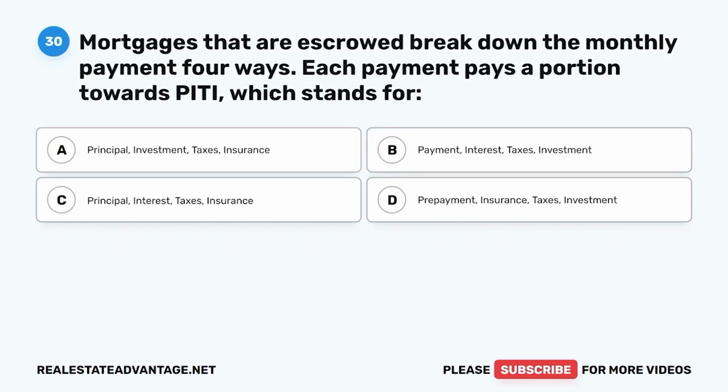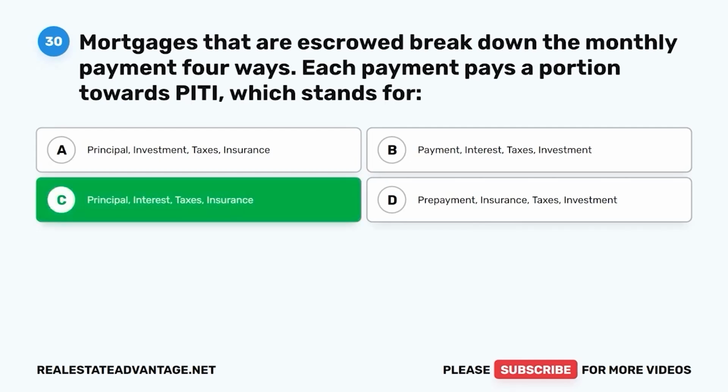Question 30. Mortgages that are escrowed break down the monthly payment 4 ways. Each payment pays a portion towards PITI, which stands for A. Principal, investment, taxes, insurance. B. Payment, interest, taxes, investment. C. Principal, interest, taxes, insurance. D. Prepayment, insurance, taxes, investment. The correct answer is C.